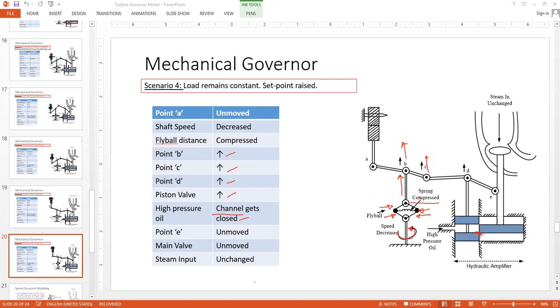So the lower channel was opened, and now it will become closed due to the upward movement of D. Point E is unmoved because there is no other pressure. And because point E is unmoved, the main piston will also remain unmoved. No change. Steam input remains unchanged.